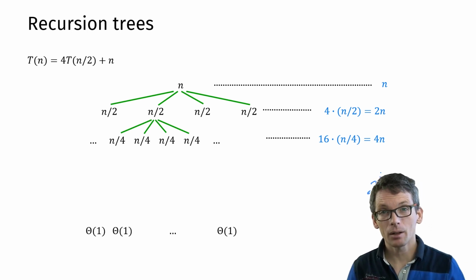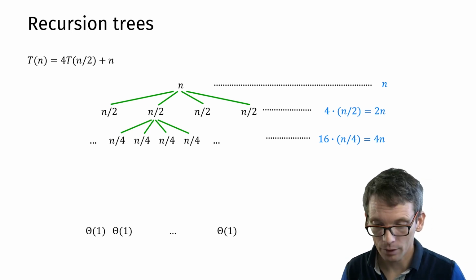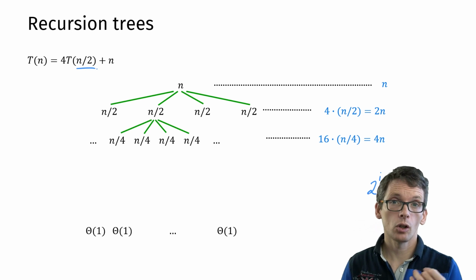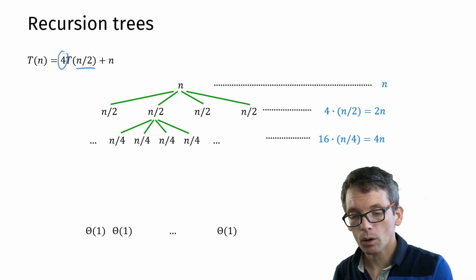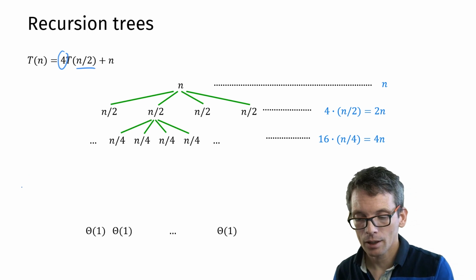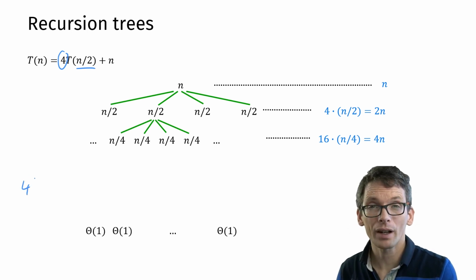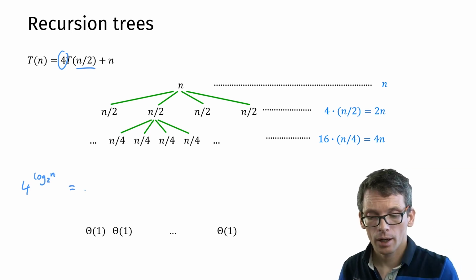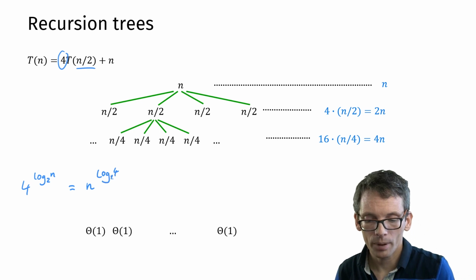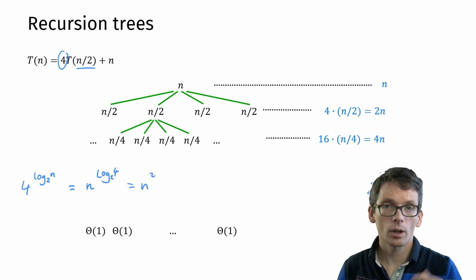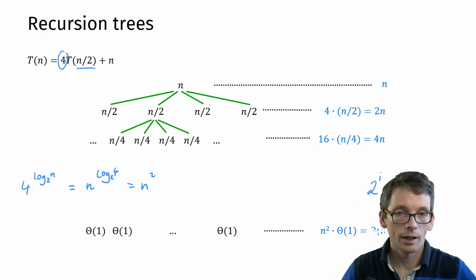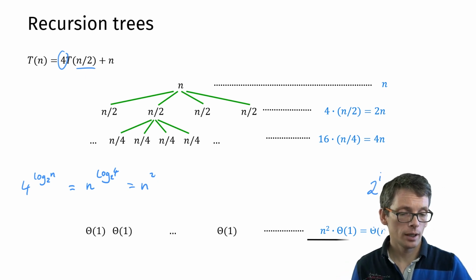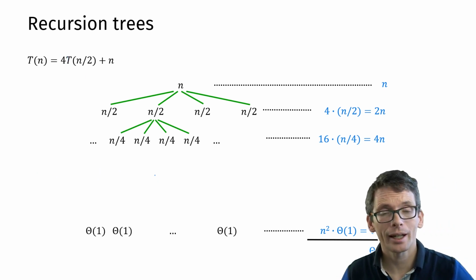Now let's have a look at how many elements I have on the last level. The number of levels is how often can I divide n by 2? That is log n base 2. The number of elements on level i is 4 to the i. So the number of elements on the last level is 4 to the log n base 2, which I can rewrite as n to the log 4 base 2, which is n squared. So I have n squared elements on the last level, so the last level contributes theta of n squared. Now what I claim is that all of this adds up to order n squared.